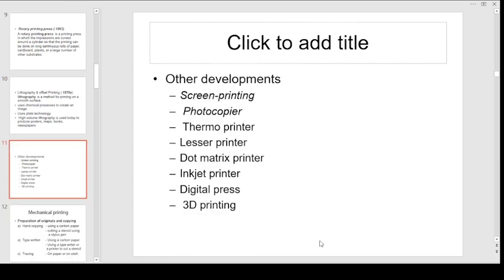We also have other developments such as screen printing, photocopier, thermoprinter, laser printer, dot matrix printer, inkjet printer, digital press, and 3D printing.